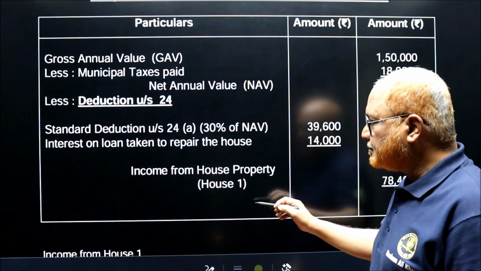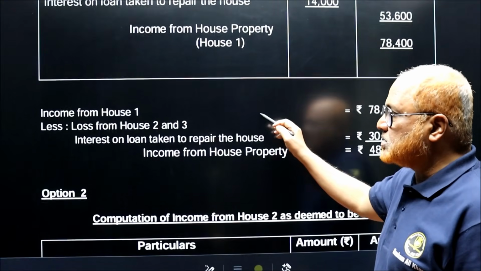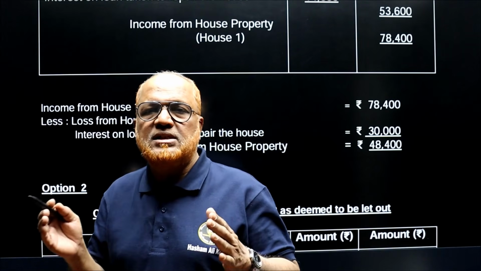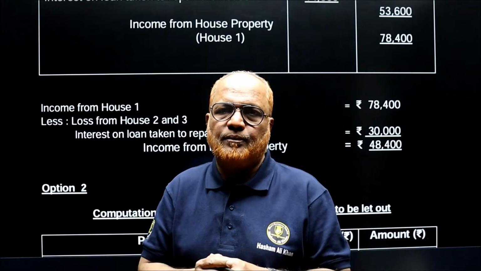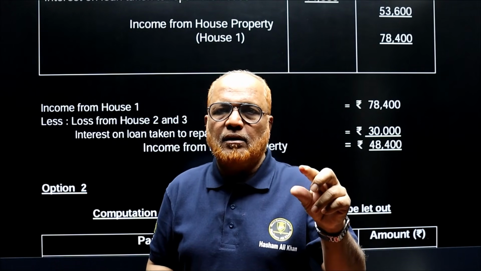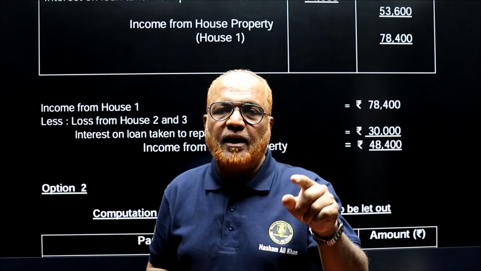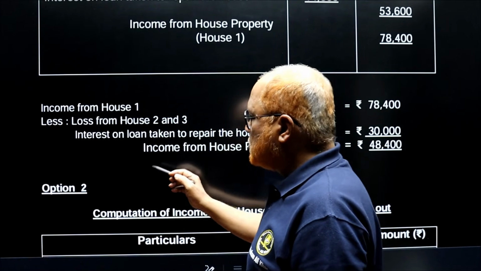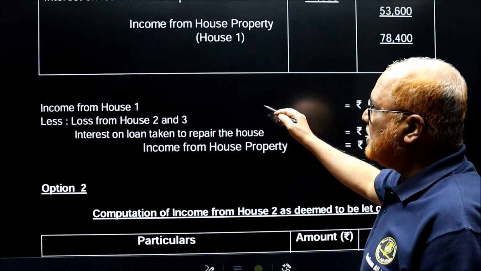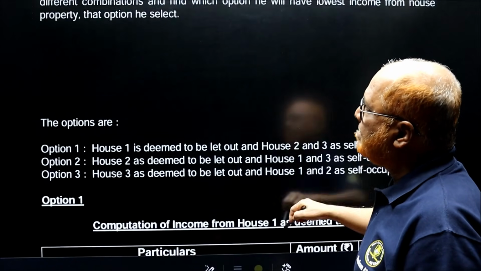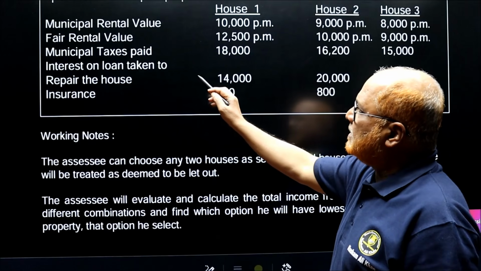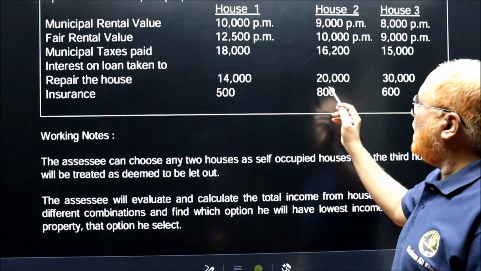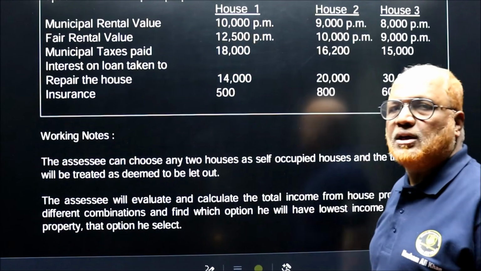So first house deemed to be let out, 78,400. Now loss from second house and third house. Actually second and third house will be treated as self-occupied. For self-occupied house, annual value is nil, but deductions will be given for interest paid on loan taken to repair the house. It is given in the problem. So second and third house, how much is the interest charges? You can see here. Interest on loan taken to repair the house, second 20,000 and 30,000. So second house it is 20,000, third house is 30,000.